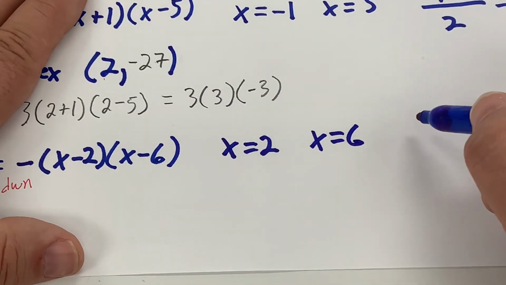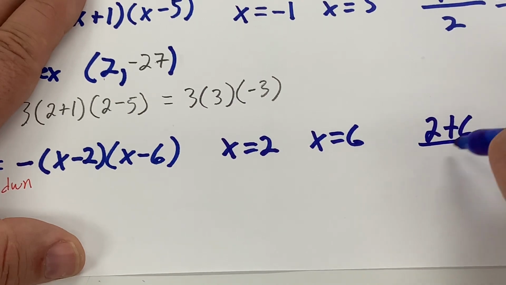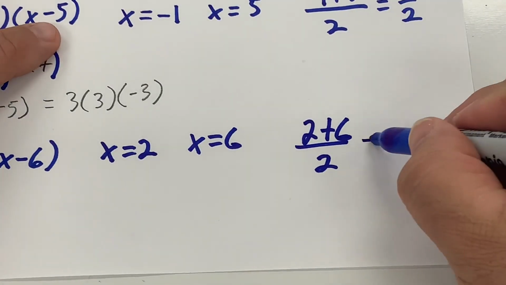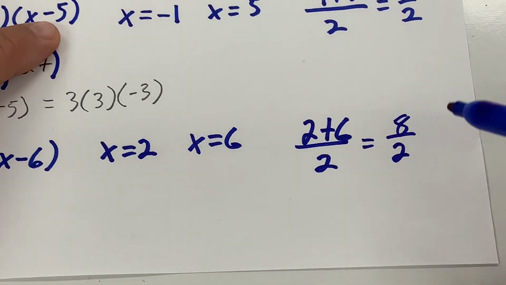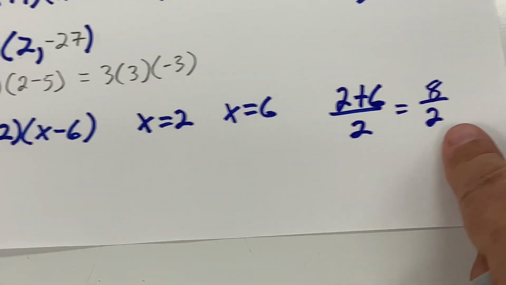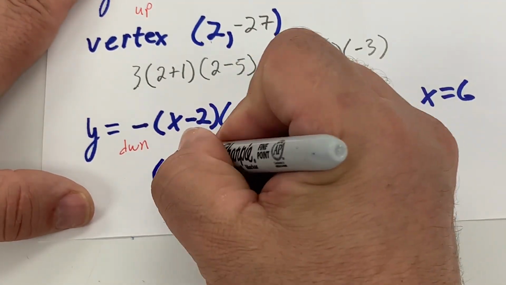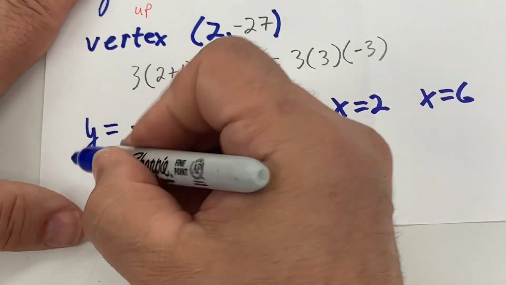Now, the vertex is going to be 2 plus 6 divided by 2. So that's going to give me 8 divided by 2. So the x value of my vertex is going to be 4. So if they ask you for the vertex, it's going to be 4 comma some value.